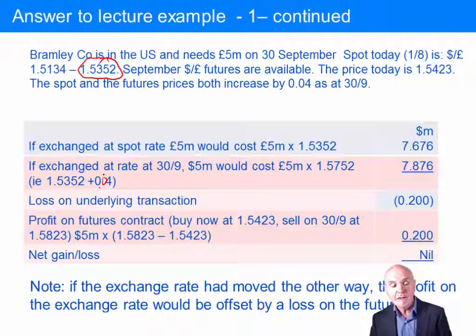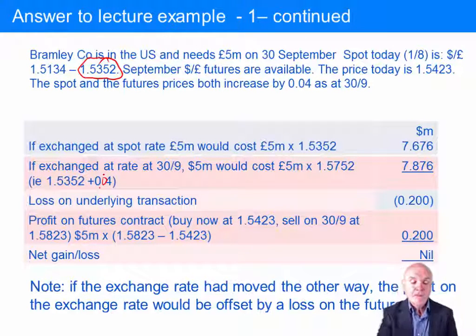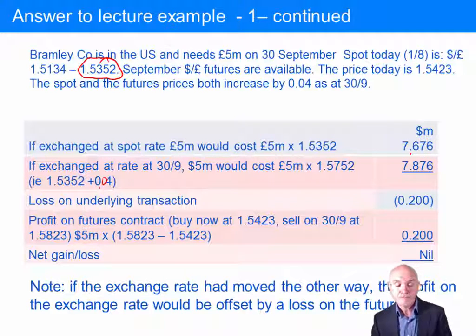So because the dollar has got weaker, by the time we come to change the money into £5 million, we're shelling out more dollars. So the loss on the underlying transaction, we are going to have to be spending an extra $200,000 more than we would have had to spend today. There's an adverse transaction movement against us. This is the downside risk of the transaction risk which is there.